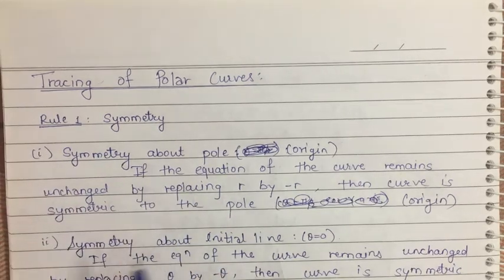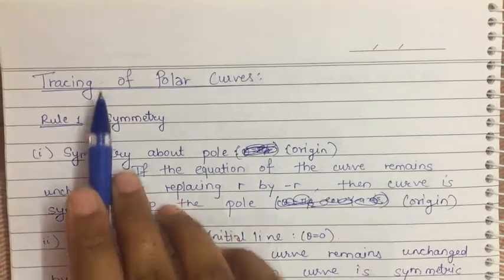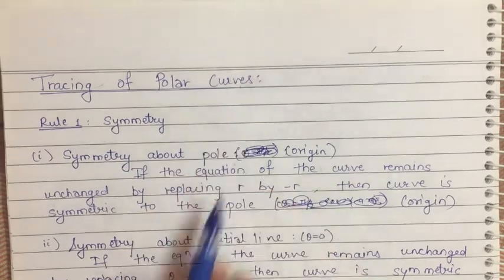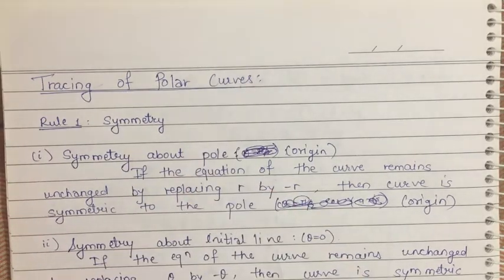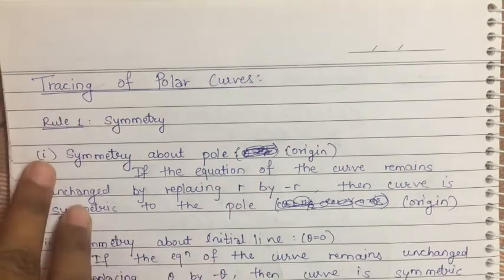Good morning, students. So today we will see the next topic of unit number 4, that is tracing of curves. We have covered the tracing of Cartesian curves. Now we will move towards tracing of polar curves. There are also some rules for tracing of polar curves, just like for Cartesian curves.